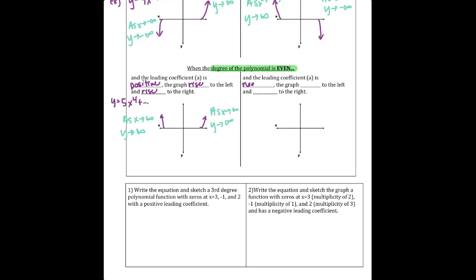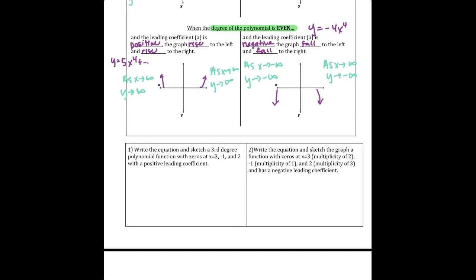If the leading coefficient is negative, the graph will fall and fall. Okay, so like y is equal to negative 4x to the fourth power. Okay, we will fall and fall. Think like a parabola, just with more going on in the middle. So as x goes to infinity, y is going to go to negative infinity. And as x goes to negative infinity, which just means on the left, y falls to negative infinity.